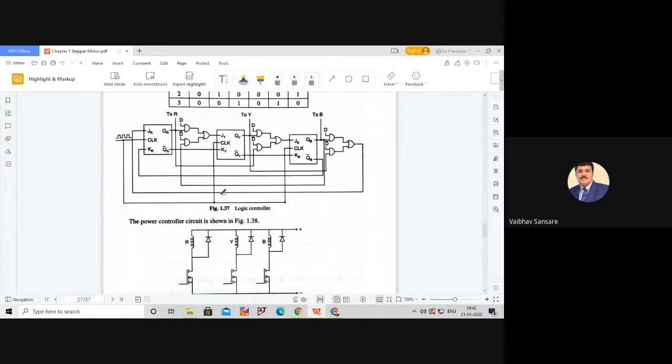Now, if you look at this logic controller, after the first flip-flop, there is an excitation pulse provided to this R phase. This R phase excitation pulse is given to the gate of the power switch through a gate driver circuit. Through the gate driver circuit, this R phase excitation pulse is given to the gate of the MOSFET which is connected in the R phase.